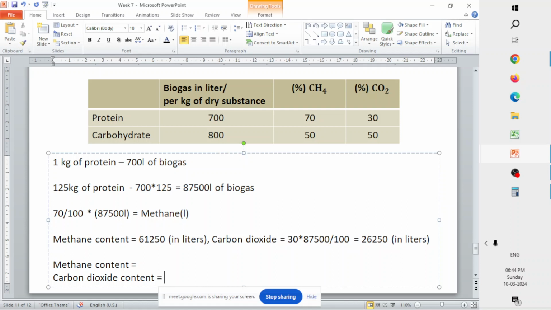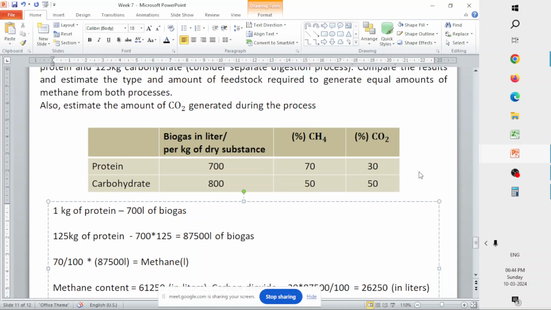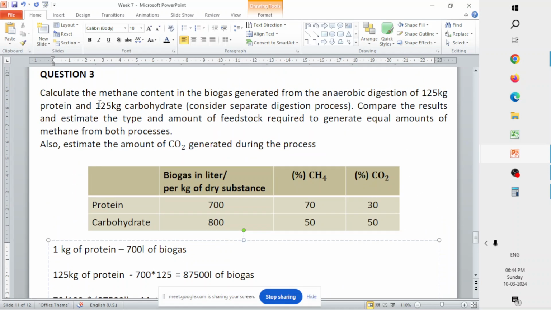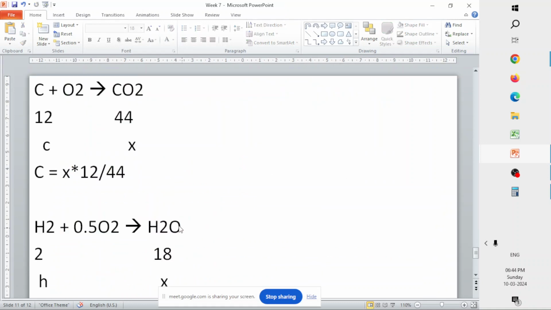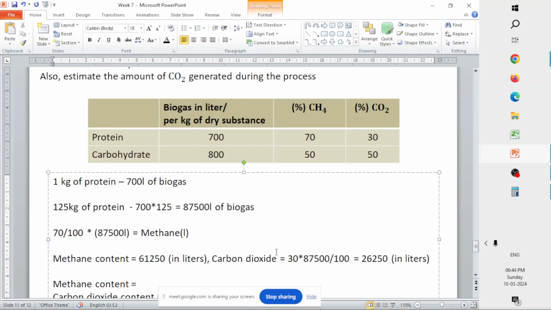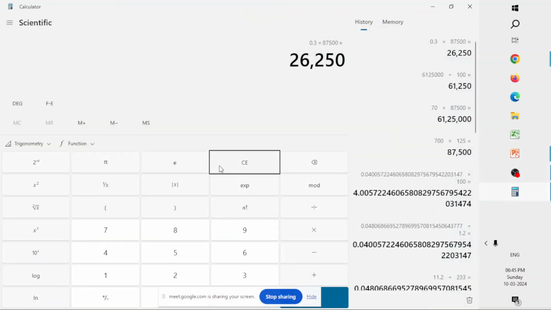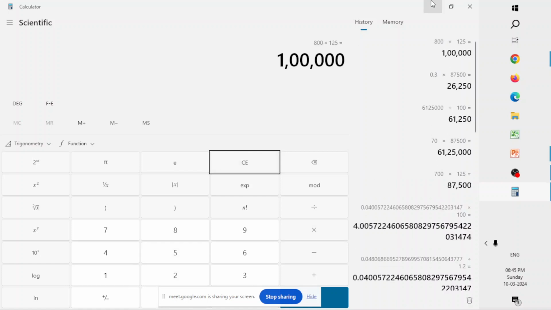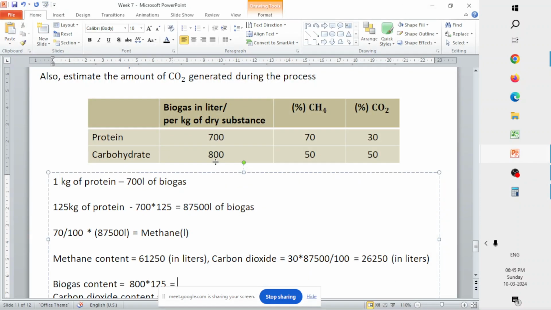The weight of the carbohydrate feedstock is 125 kg. So you just need to multiply 800 times 125, and that will be your total biogas generated. Biogas content will be 800 times 125. That is 1 lakh liters of biogas.